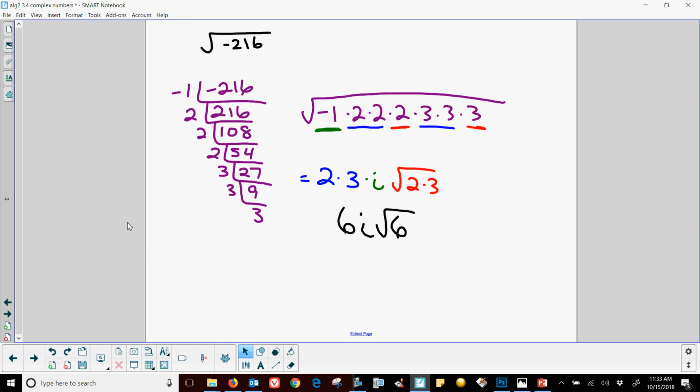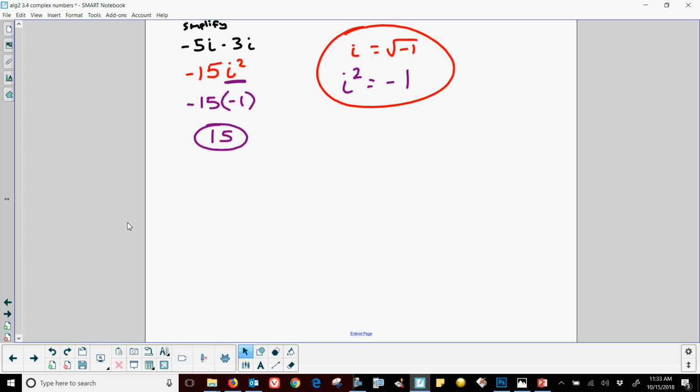Same kind of thing here. Take out what you can. Leave in what you can't. If you take out multiple things like the 2 and the 3, multiply them back together. If multiple things get left inside like the 2 and the 3, multiply them back together. Again, I might be going a little fast, but just pause if you need to.